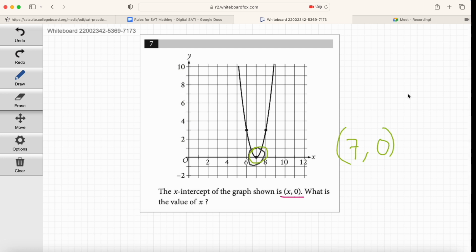Yeah, I mean, we could count. They give us the units, that's 1, 2, 3, 4, 5, 6, 7. That's 7 units away from 0 on the x-axis. That's the point 7, 0. So if that point could be described as x, 0, then x is 7. Does that make some sense?